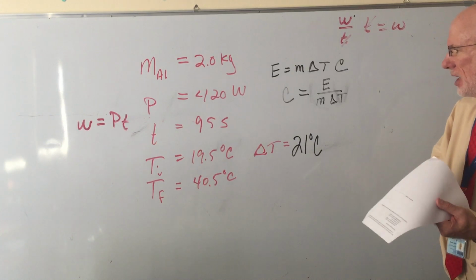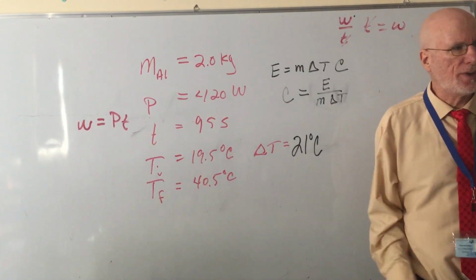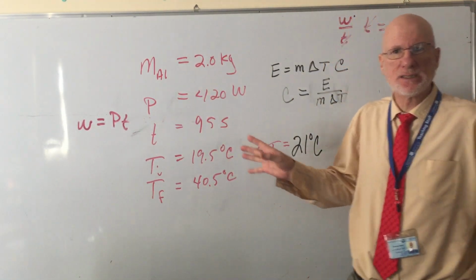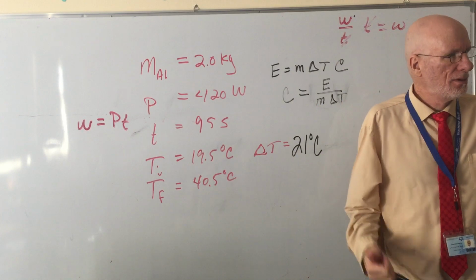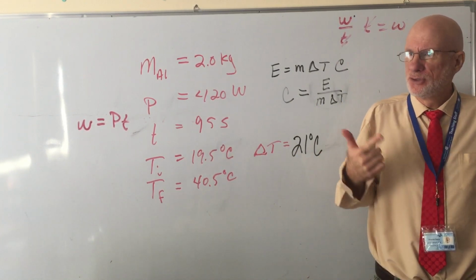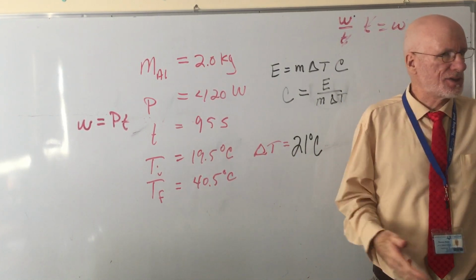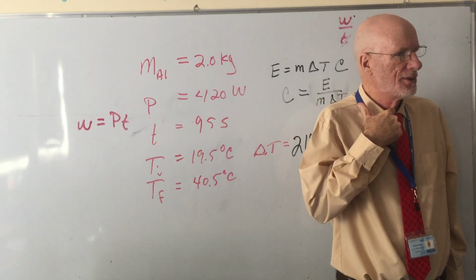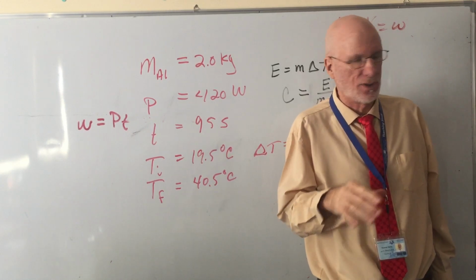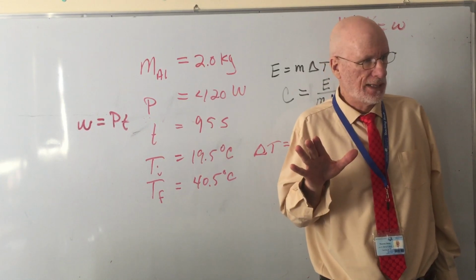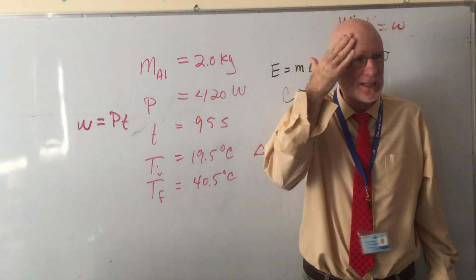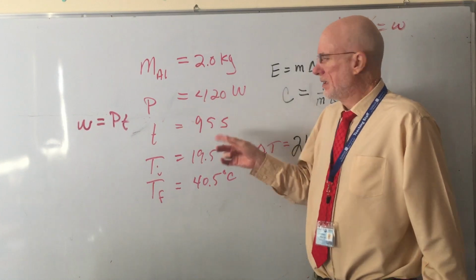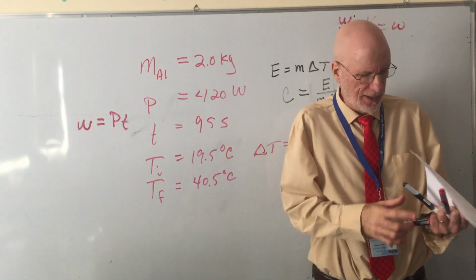So now, can we just do it? Have we analyzed the dimensions? Everything is good? Watts, joules, seconds, degrees Celsius, kilograms are there, everything's good, right? So now the equations will work as we want them to. Clear? Okay, good. So what's Pt? 420 times 95, what do we got?